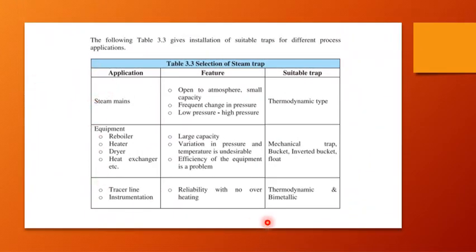Now this table is also an important part that you should understand, like the selection of steam trap, which type of trap should be selected for different processes. So this is a table where you will understand which type of steam traps are required for which type of process application, friends. I'm not going to explain everything in detail here. It's already explained for which type of application, which type of features are required, and which type of traps are suitable for that. So this is the table that you should understand, and it is also important for your exam, friends, where they may ask you to briefly explain different types of traps which are required as per the application.